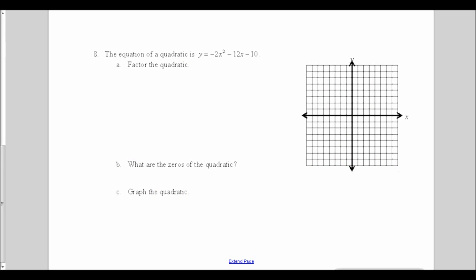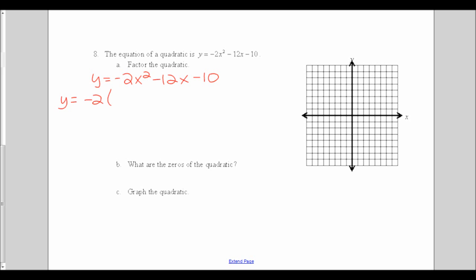In question number 8, we have a little more complicated parabola. We have y equals -2x squared minus 12x minus 10. The first thing I'm asked to do with this is to factor the quadratic. Don't forget, when we're factoring a quadratic, the first thing we always want to look for is a GCF.